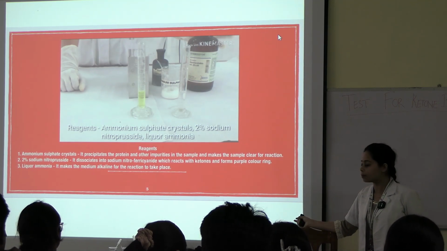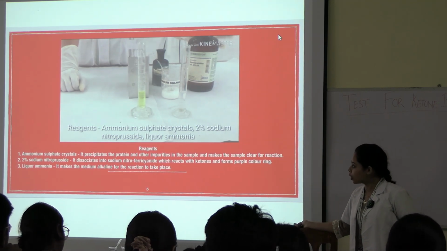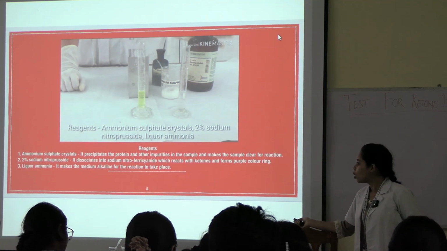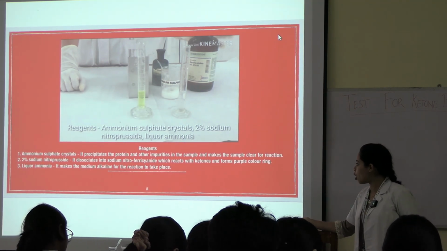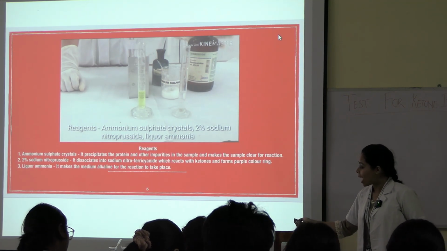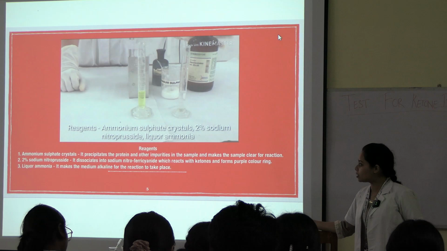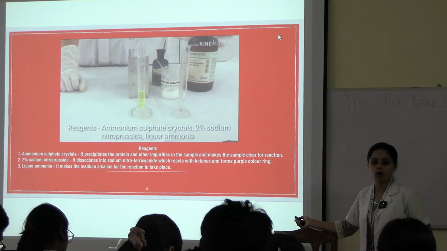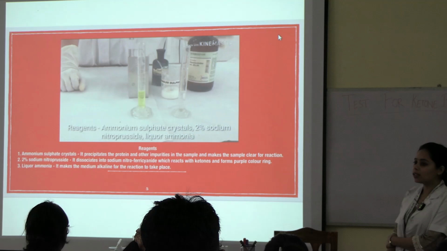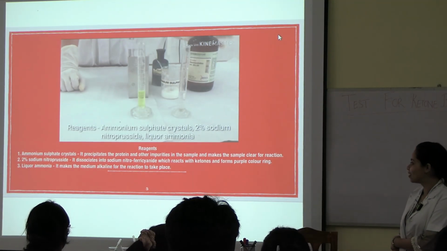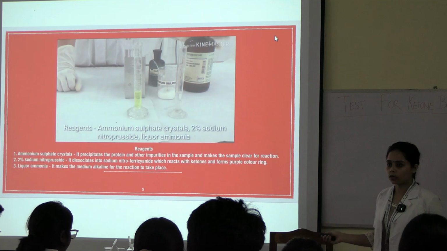This is the function. 2% sodium nitroprusside dissociates into sodium nitroferricyanide, which reacts with ketones and forms the purple ring. And liquor ammonia makes the medium alkaline for the reaction to take place. So these are the functions of all the reagents. I'll be asking questions in the end of the class. So please concentrate. Done? I'm changing, okay?